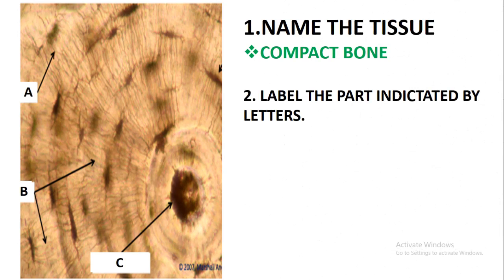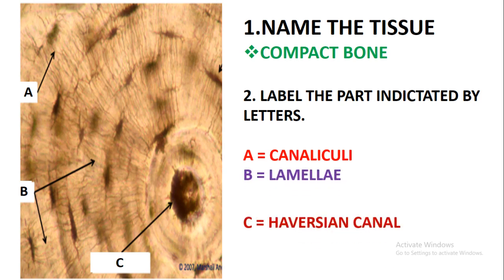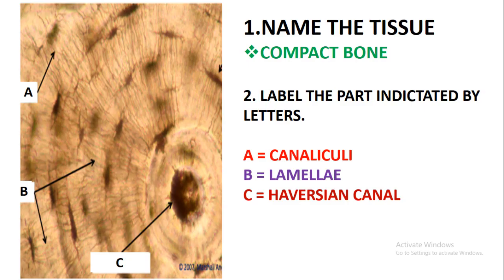So the next slide is name the tissue, which is just the compact bone, and label the part indicated by letters. A is simply the canaliculus, and then B, it is the lamella, and C is just the Haversian canal. Let's quickly move on and look at the next slide.